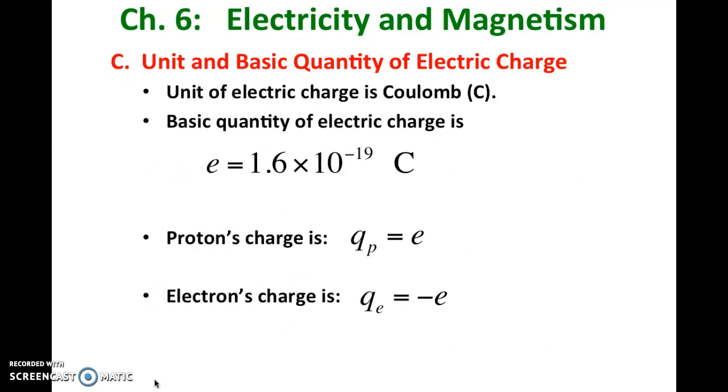The unit of electric charge is defined as the Coulomb, shortened to C. The basic quantity of electric charge is experimentally determined as e equal to 1.6 times 10 to the negative 19 Coulomb. The proton's charge is positive e, while the electron's charge is equal to negative e.